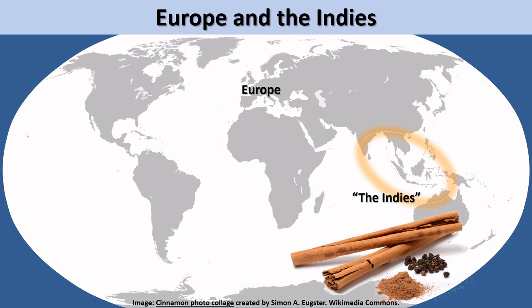Whether traveling by land or by sea, however, the trade routes used to get from Europe to the Indies were very long, difficult, and dangerous. Starting in the 1400s, the route many traders used to travel by sea took them all the way around the continent of Africa.